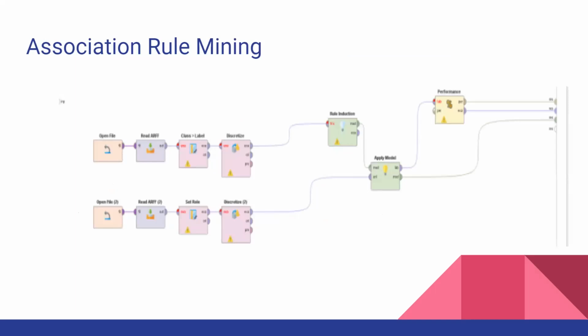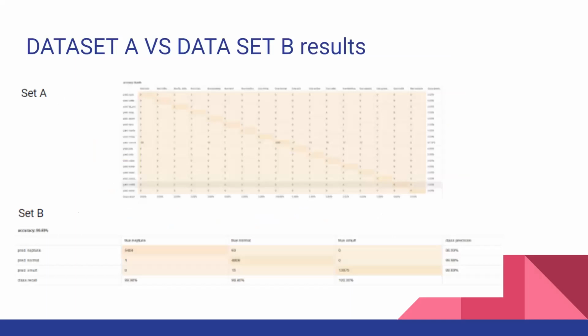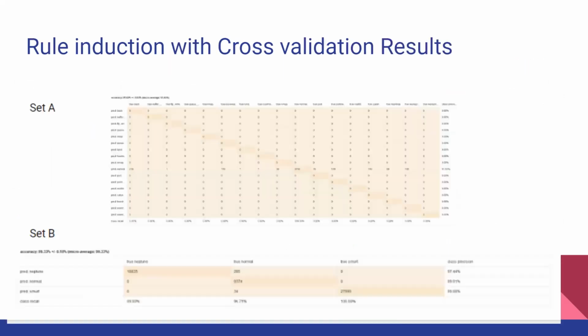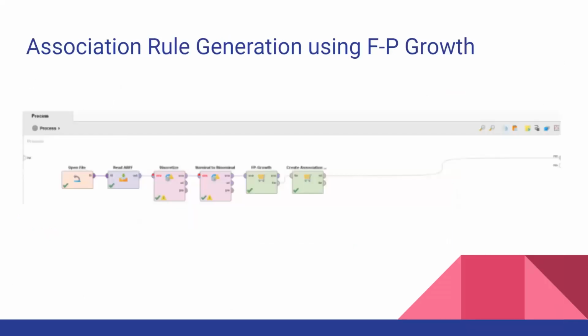Here we have the setup for the rule induction, the association mining that we used, and the output of that setup for both data sets A and B. And here is the rule induction using cross-validation. We can see the results for that on the next slide. And then using the FP-Growth.